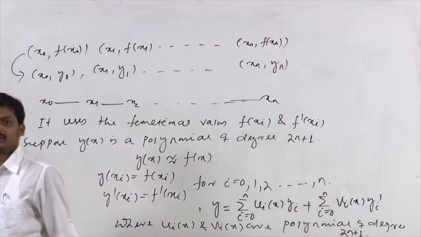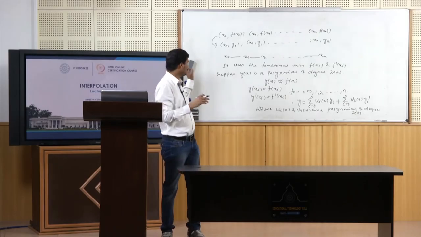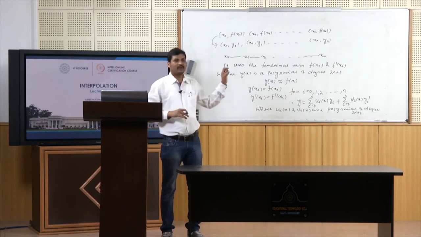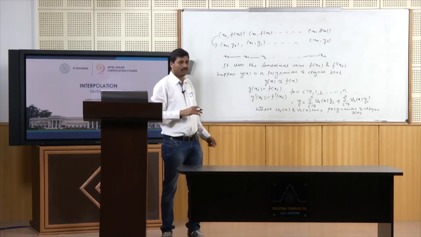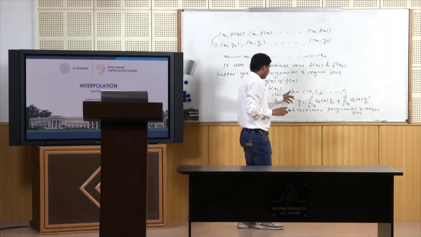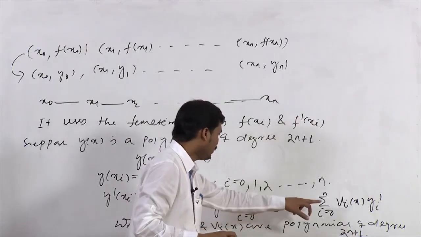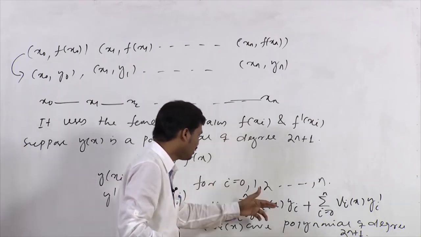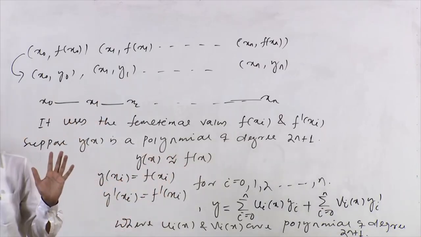So, if we want to express this in a complete polynomial sense, this means that we are using these n plus 1 nodal points to determine a polynomial of order 2n plus 1, since we have only n plus 1 points here. Then we have to justify that whatever polynomial we generate can take the n plus 1 points, but can produce a polynomial of degree 2n plus 1. That is why we have to consider ui of x as a polynomial of degree 2n plus 1 and vi of x as a polynomial of degree 2n plus 1 also.